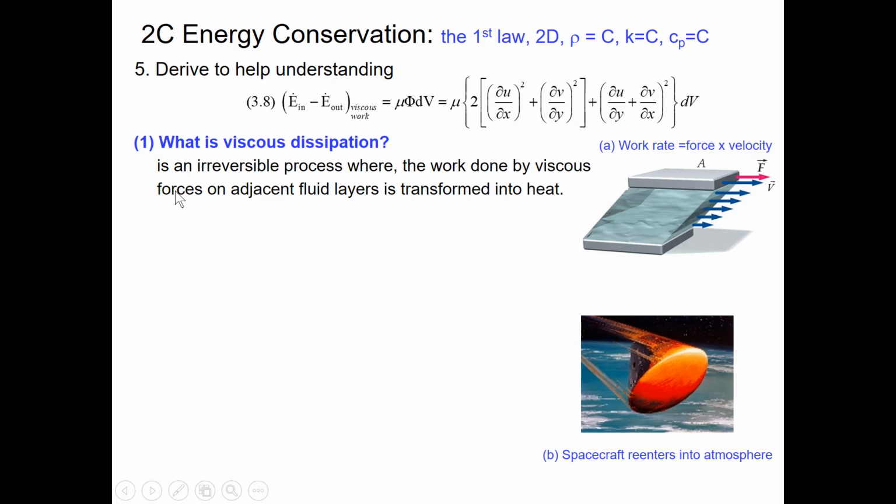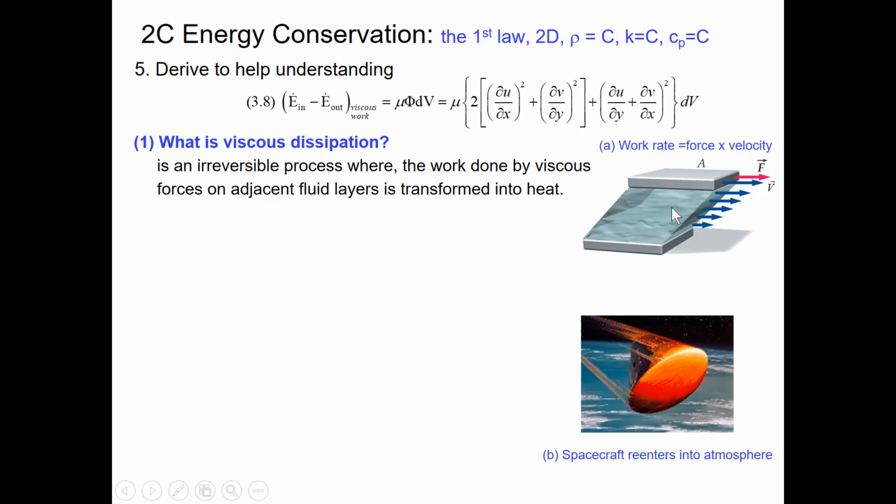First, what is viscous dissipation? It is defined as an irreversible process when the work done by the viscous force on the fluid is transformed into heat. For example, we have a 2-plate system, in between is a fluid like honey. If you push the upper plate, you feel the resistance from the honey.